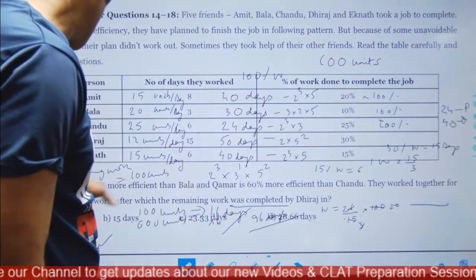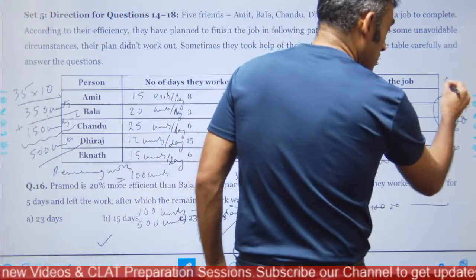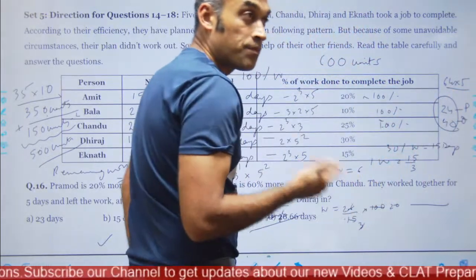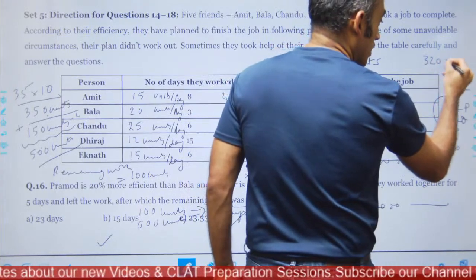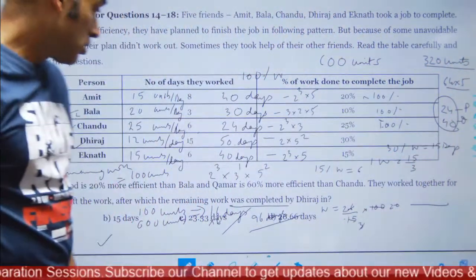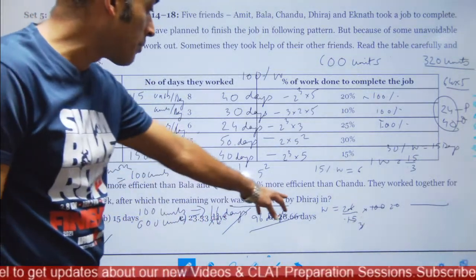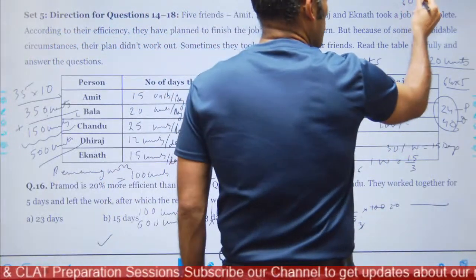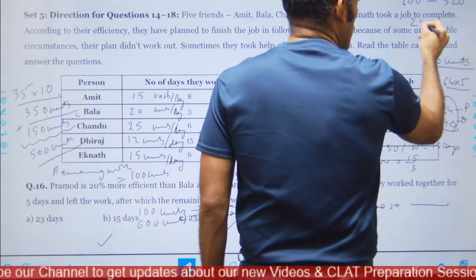Okay, they work together for 5 days. All right, so they work together. So 64 units, they work for 5 days. So what is 64 into 5? It is 320, right? So they contributed 320 units. All right, and left the work. After which the remaining work was completed by Dheeraj. Okay, so my total work was 600 units, out of which 320 is done. What am I left with? 280 units of work.